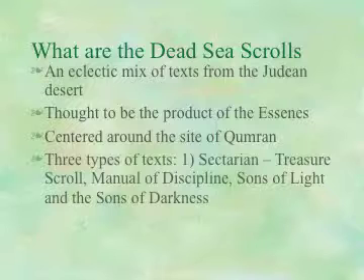And there were 3 different kinds of texts that were found. There were sectarian texts that essentially talked about the Essene beliefs. Some of their documents, which you could read if you're interested, would be the Treasure Scroll and the Manual of Discipline. They were ascetics. They were very strict. And then probably the best title, the Sons of Light and the Sons of Darkness. And I guess you can probably guess which of those 2 groups the Essenes believed that they were. I guess no one ever thinks that they're the Sons of Darkness, right?